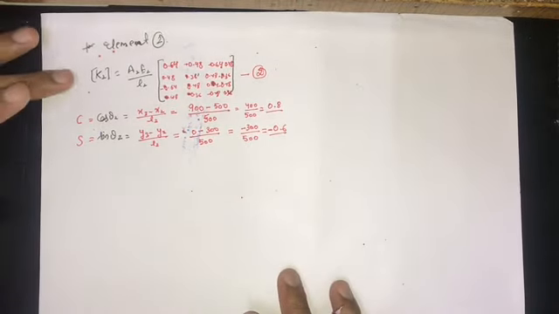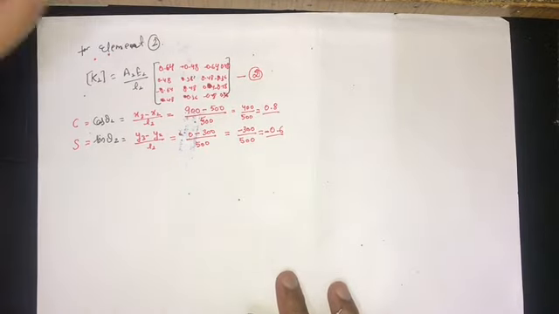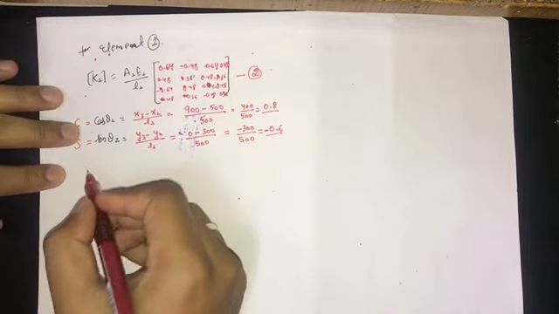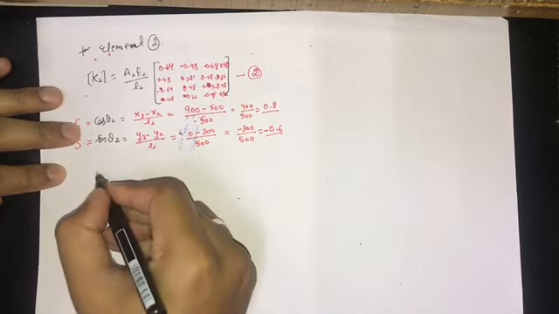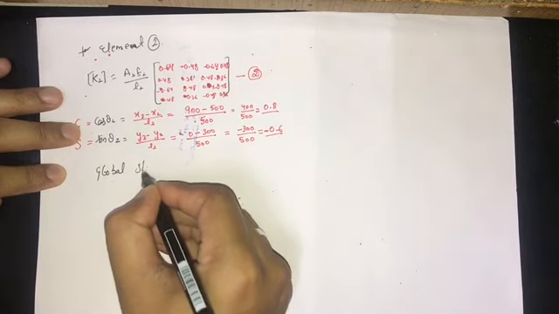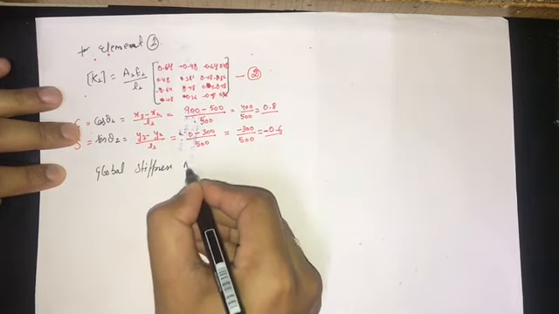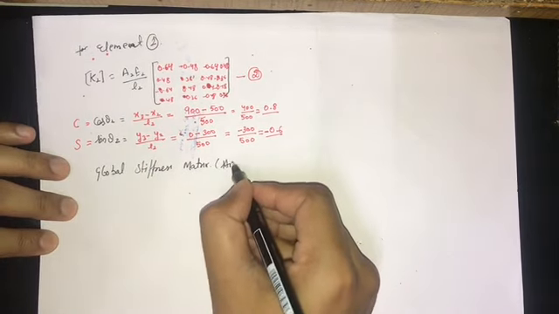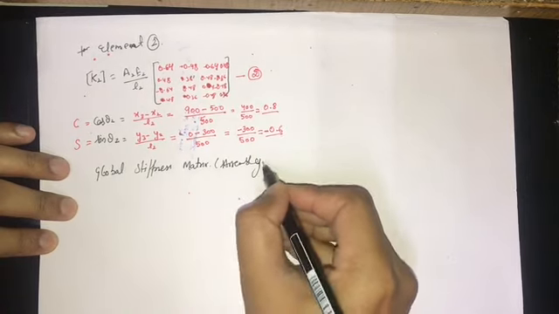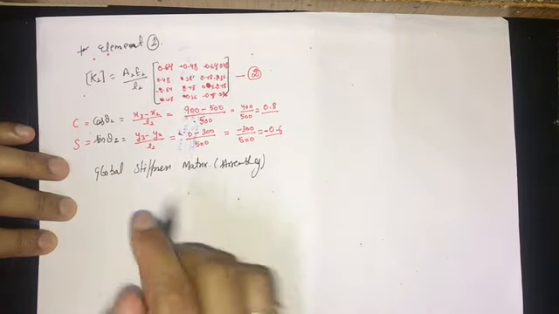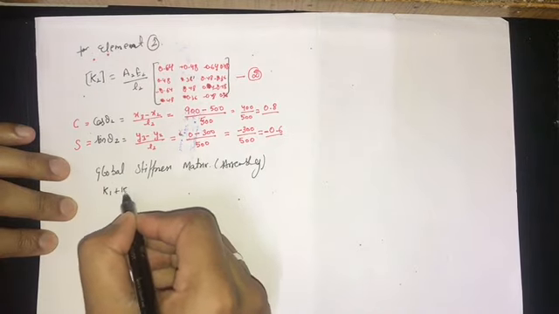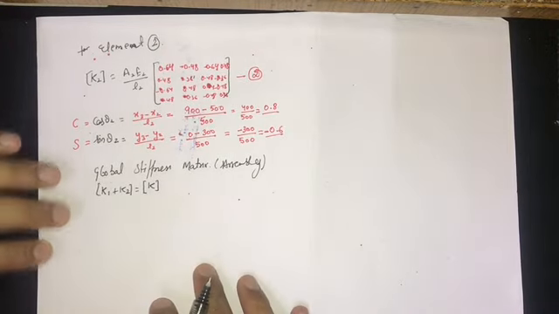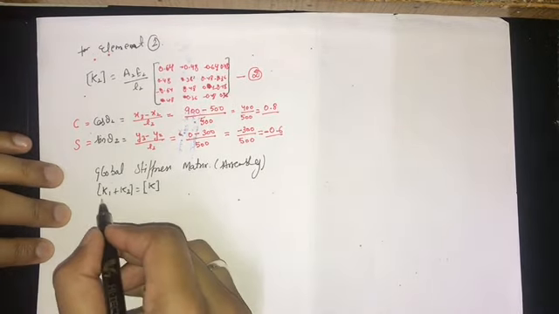Once we calculate element 1 and element 2, this is the stiffness for element 1 and this is for element 2. Now we calculate the global stiffness matrix. It is nothing but an assembly of all the stiffness elements. So we have two elements, K1 plus K2, which is equal to K, the global stiffness matrix. So we have to add both.